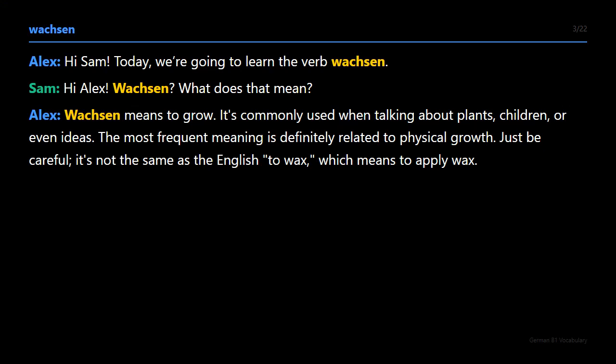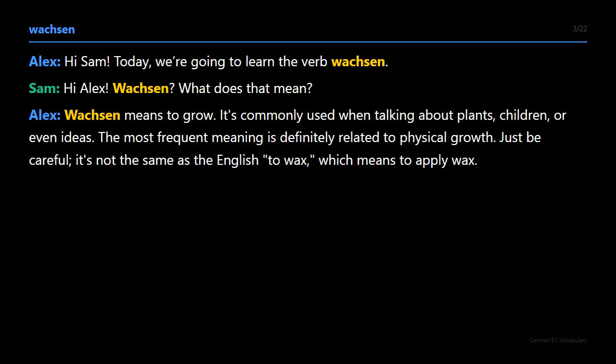Wachsen means to grow. It's commonly used when talking about plants, children, or even ideas. The most frequent meaning is definitely related to physical growth. Just be careful, it's not the same as the English to wax, which means to apply wax.